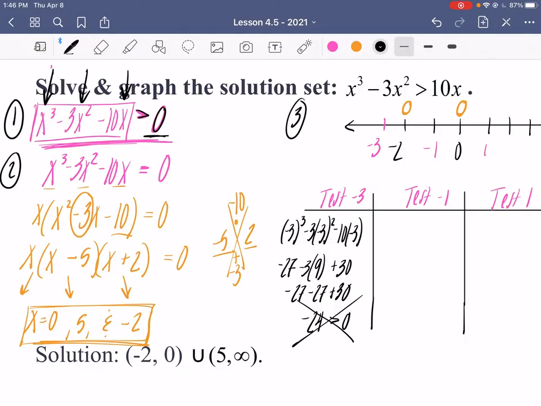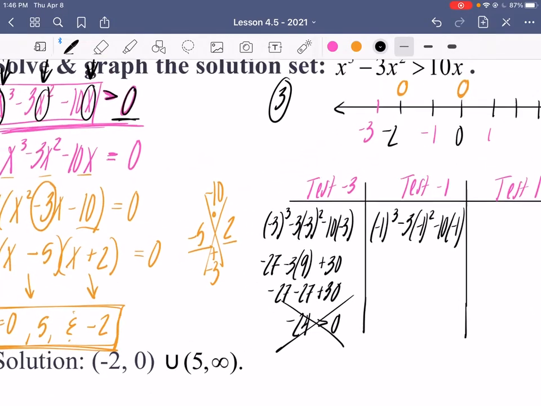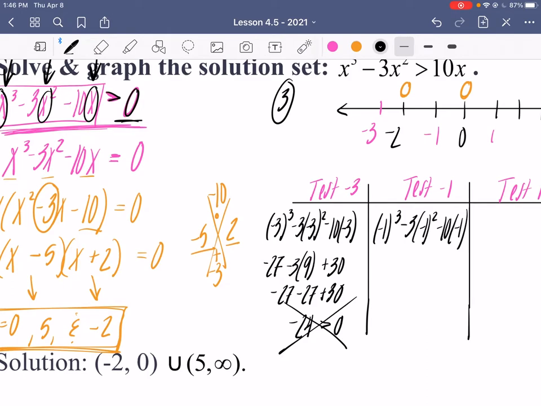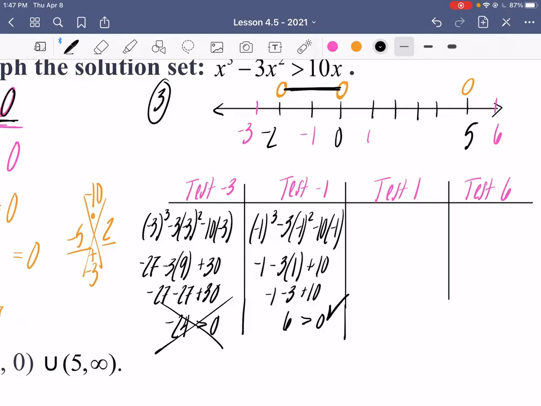Okay, then we check the next one, so test negative 1. So negative 1 cubed minus, again I'm plugging this in for x, minus 3 times negative 1 squared minus 10 times negative 1. And super, super important, again, you guys, that you use parentheses here. So negative 1 cubed is negative 1, minus 3 times negative 1 squared is 1, and minus a negative becomes a positive. So you're left with negative 1 minus 3 plus 10, which gives you 6. Is 6 greater than 0? Yes, it is.